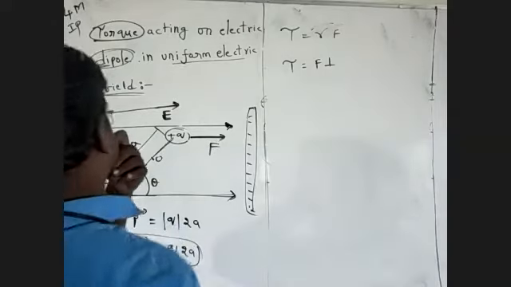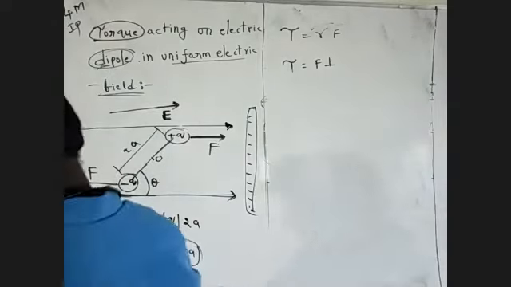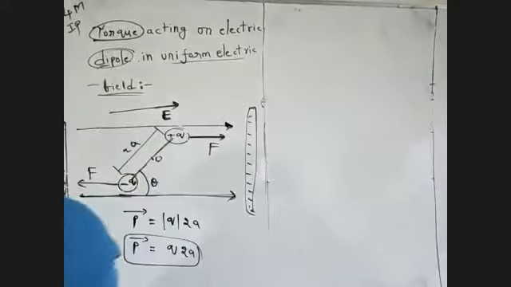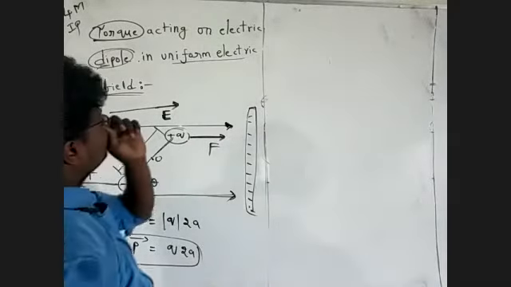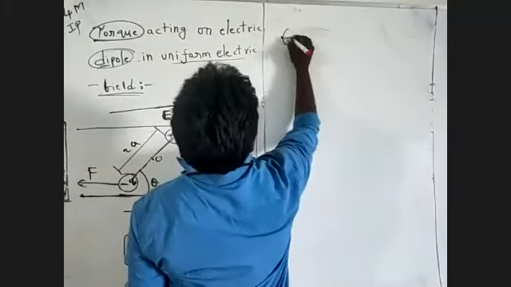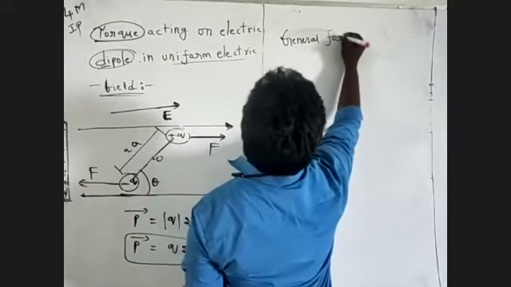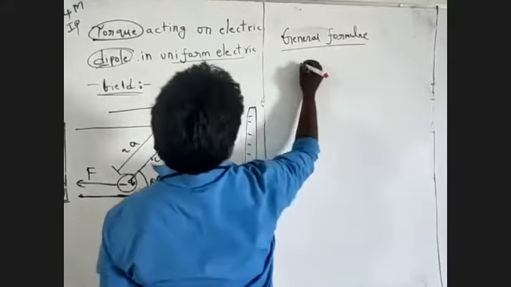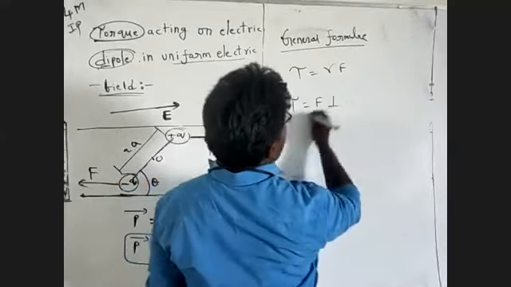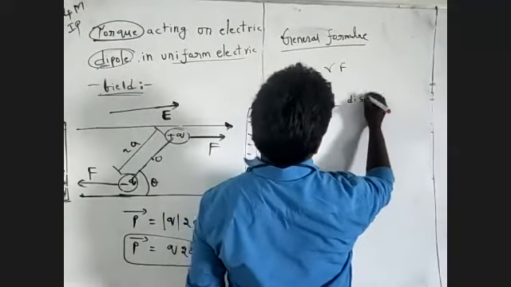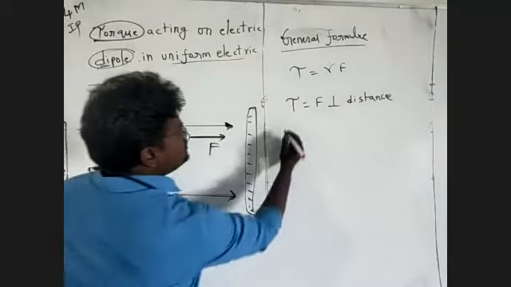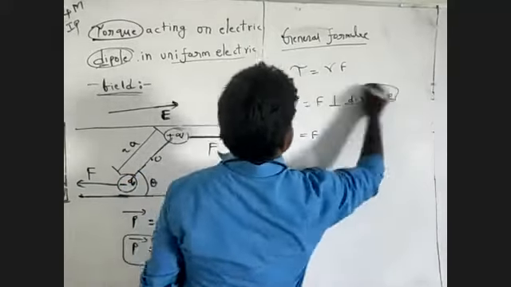Now you will see the general formula. Tau is equal to force into the perpendicular distance. So tau is equal to force times the perpendicular distance between the two forces.